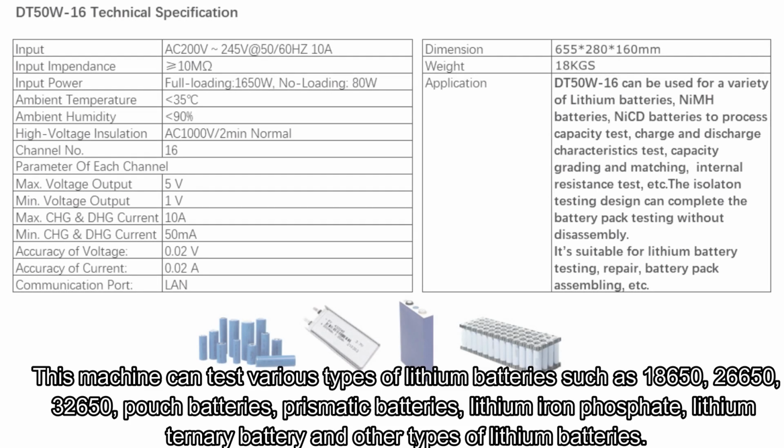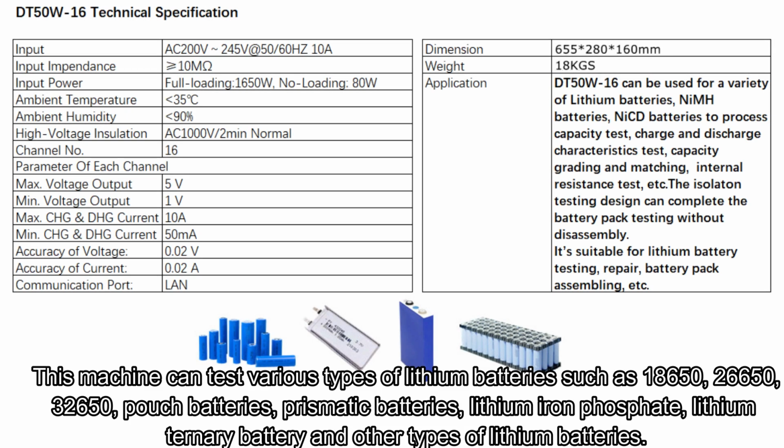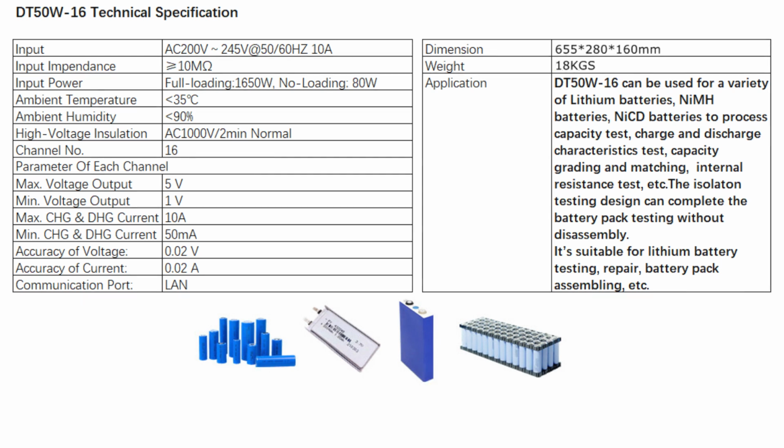This machine can test various types of lithium batteries such as 18650, 26650, 32650, pouch batteries, prismatic batteries, lithium iron phosphate, lithium ternary battery and other types of lithium batteries.